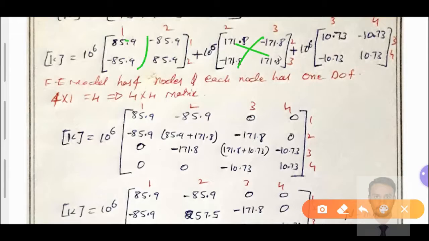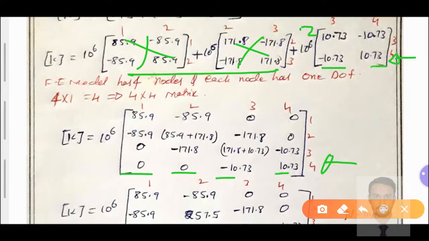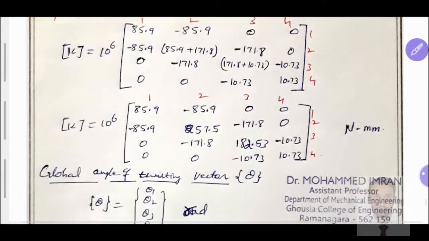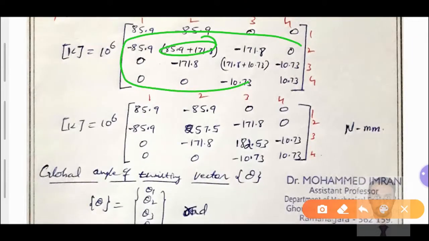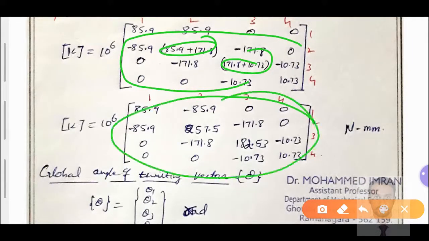In the first and second matrices we don't have any fourth row. In the last matrix we have a fourth row: first column 0, second column 0, the fourth row, third column is minus 10.73, and the fourth row, fourth column is 10.73. After adding these values, we get the global stiffness matrix.